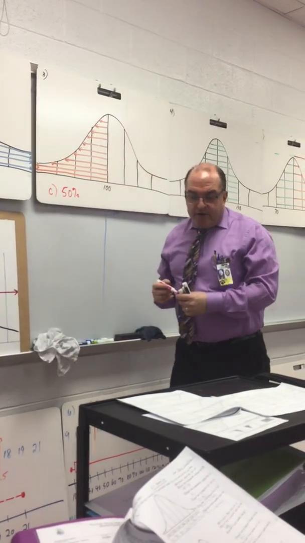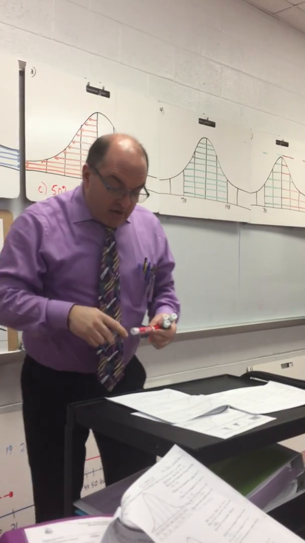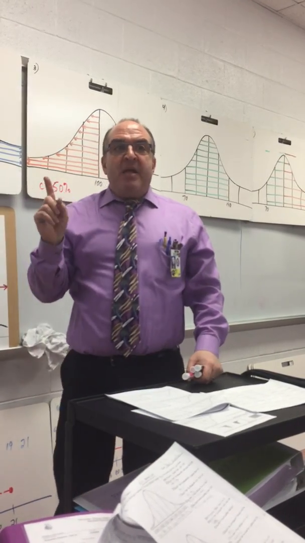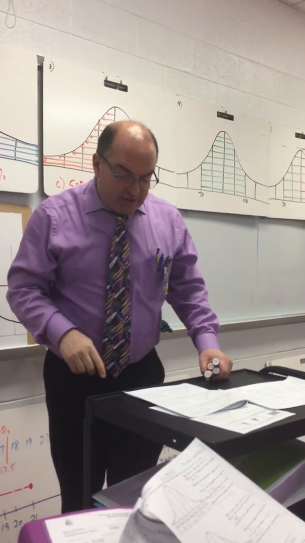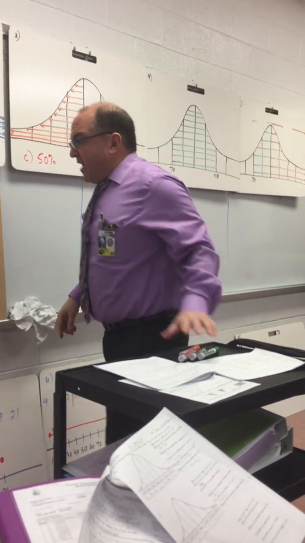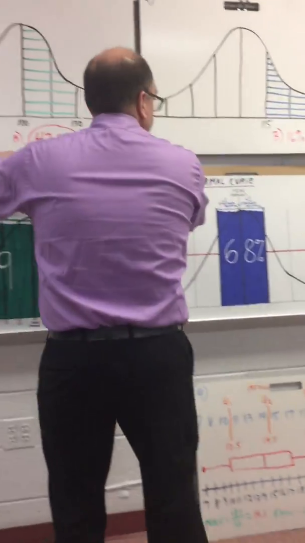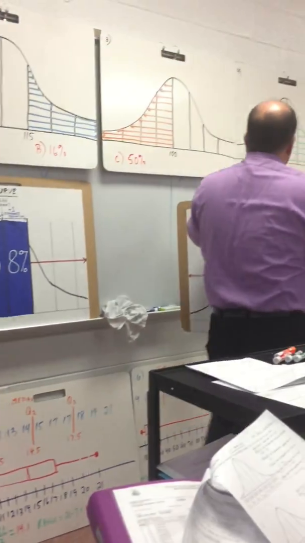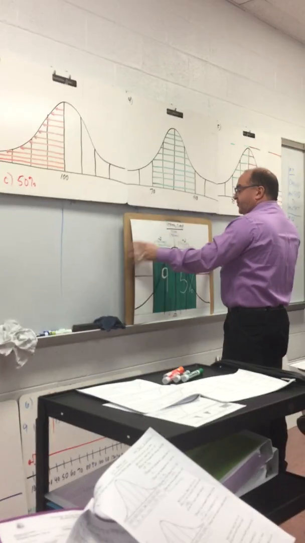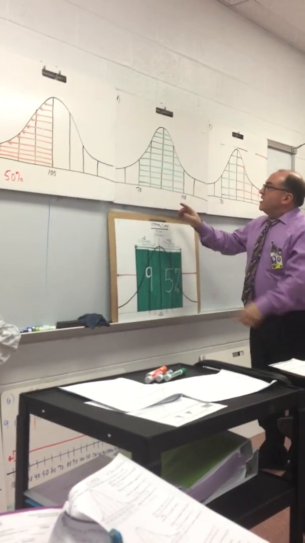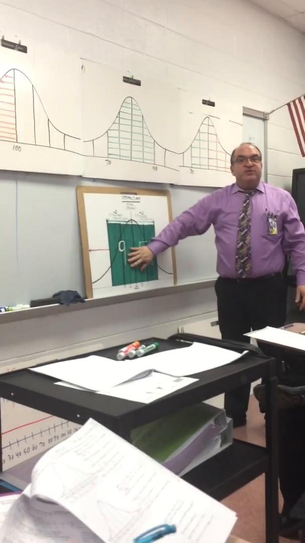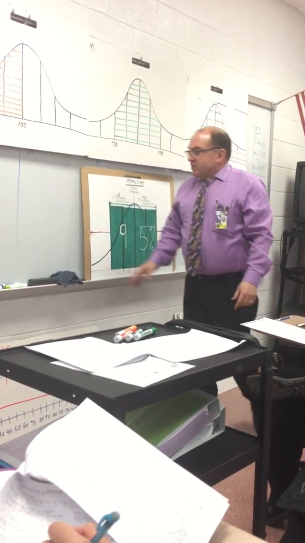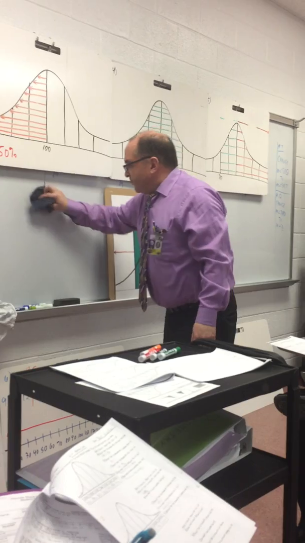Okay. Letter D. Letter D says how many students. It doesn't say percent. It says how many students are between 70 and 130. Well, over here, once again, between 70 and 130, we're going to deal with the 95%, right? So, what do we have to do?